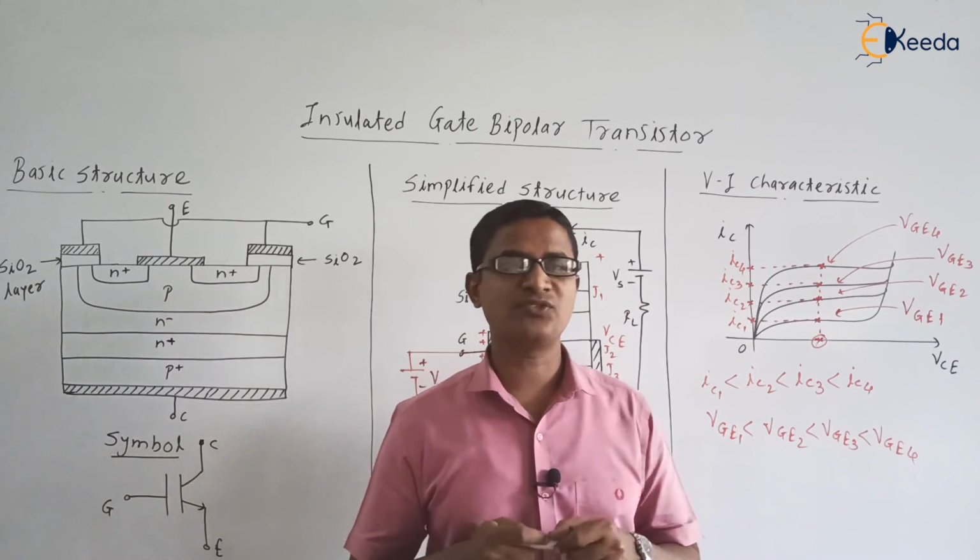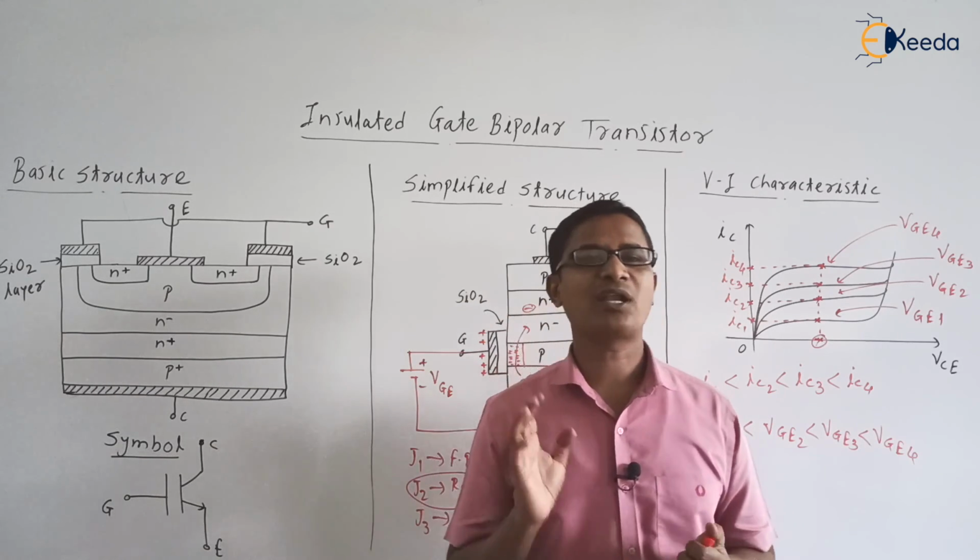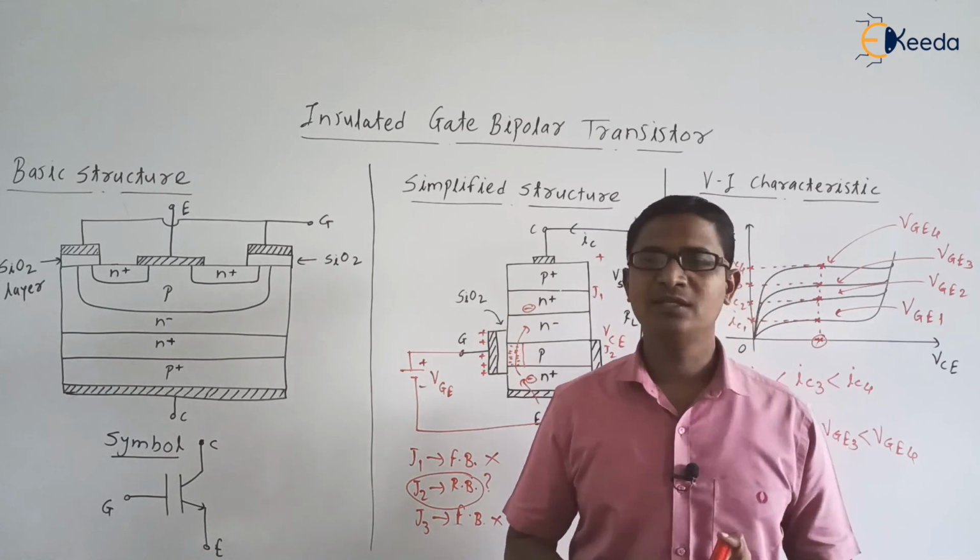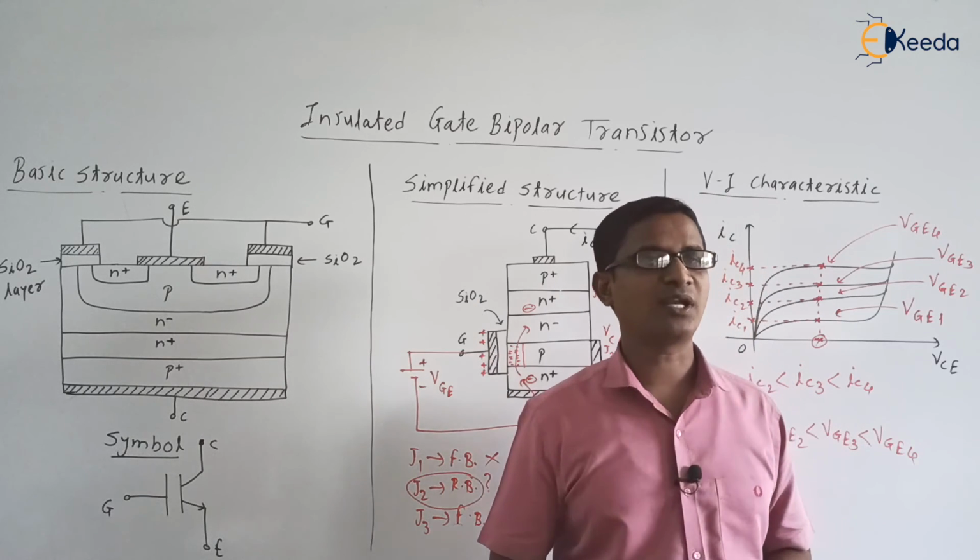If you check, the switching rate of the IGBT is somewhat lower than that of the MOSFET. So this is about the insulated gate bipolar transistor.